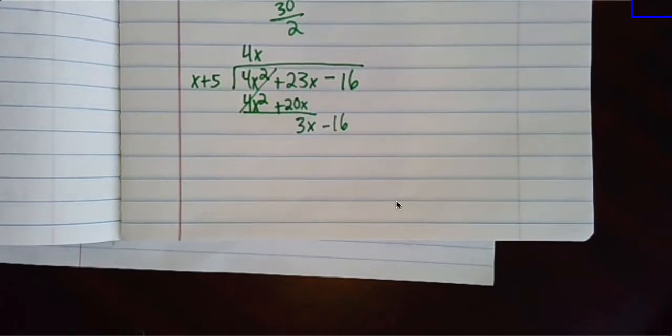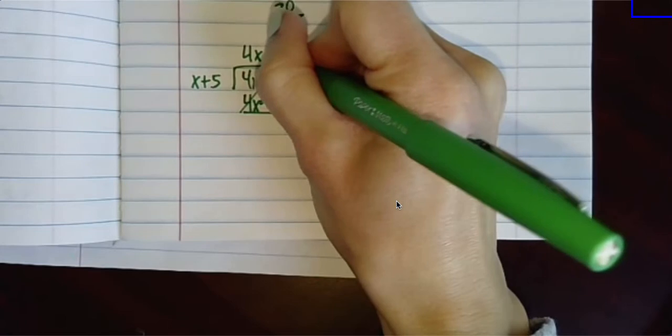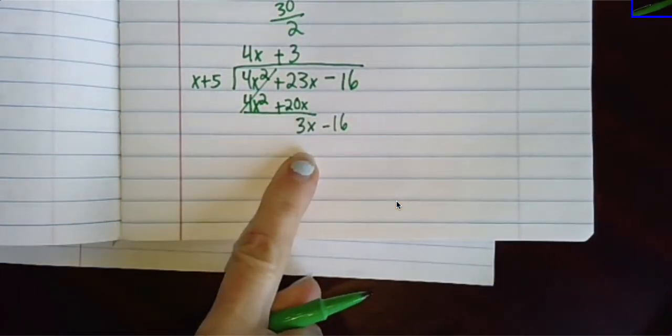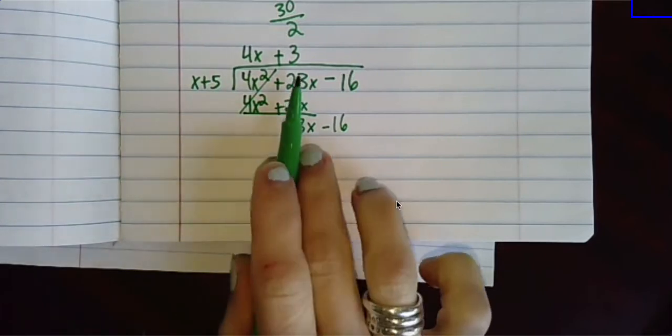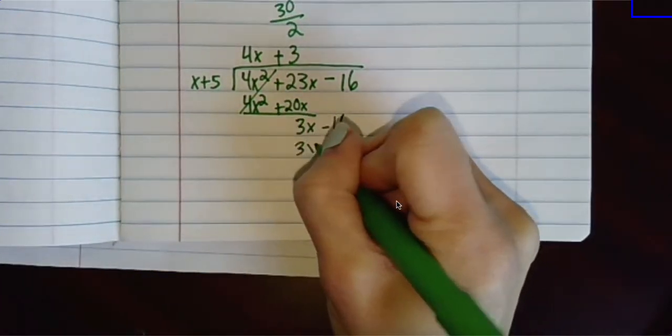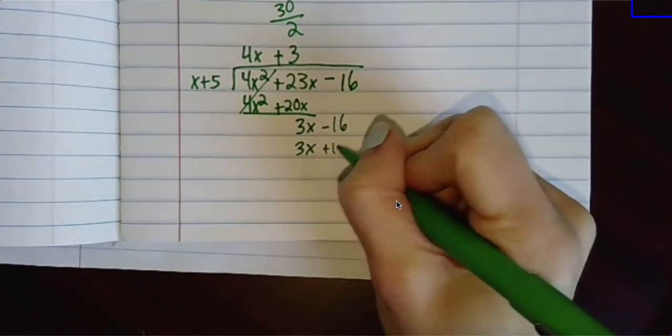Okay. Now we're still looking at that x. What times x is 3x? 3. And it's a positive 3, so I put a plus 3. You don't have to put an x because it already has the x. So now we distribute it. 3 times x is 3x. And then 3 times 5 is 15.